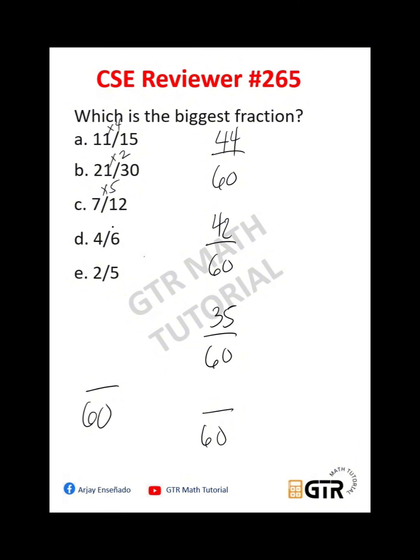So next, 4 over 6. Multiply both by 10. 6 times 10 is 60. And then 4 times 10, we have 40. And then last, 2 over 5, multiply both by 12 to make the denominator 60. 5 times 12 is 60. 2 times 12 is 24. So now, the biggest fraction is the fraction with the biggest numerator. So the biggest numerator is 44, and that is letter A, 11 over 15.